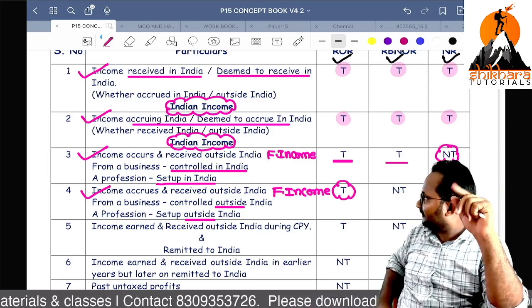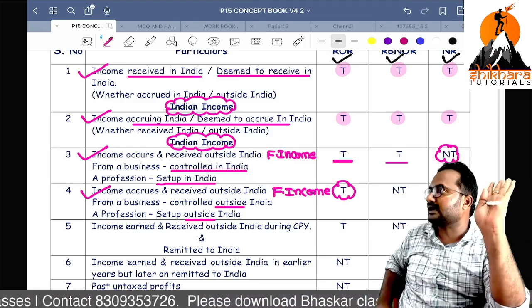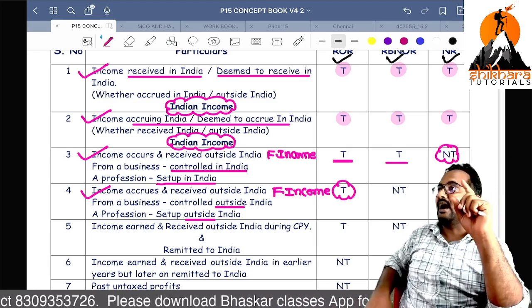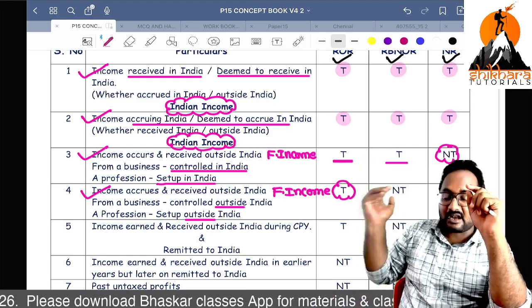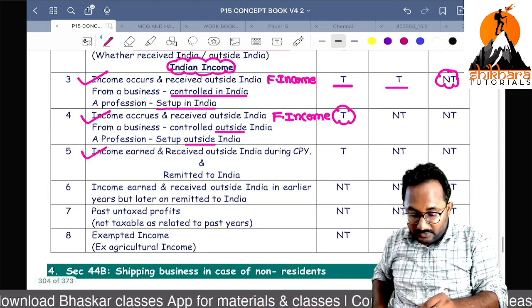Have you understood the differentiation between the 3rd and 4th? 3 is foreign income only, 4 is also foreign income. But the third point is foreign income having a connection with India, because you are controlling that business from India only. Your profession is also set up in India. Now, the fifth point is important, listen.